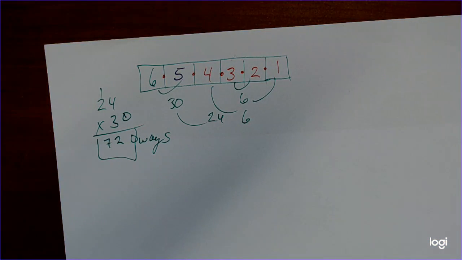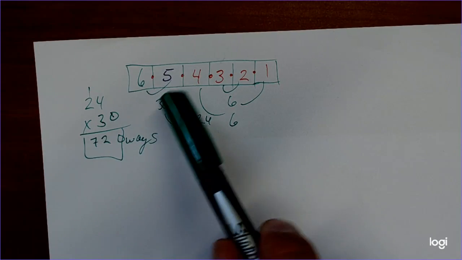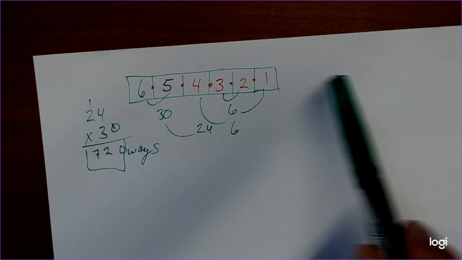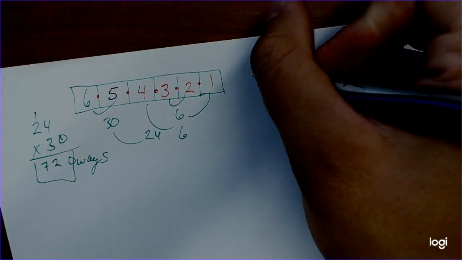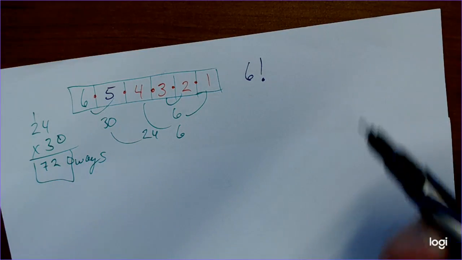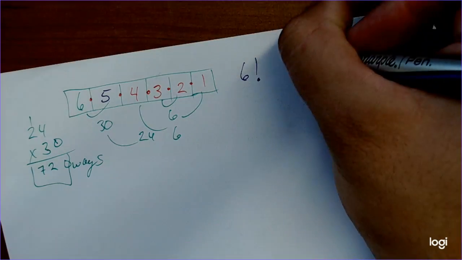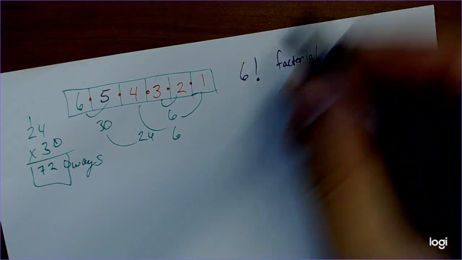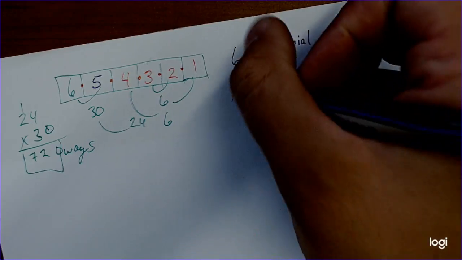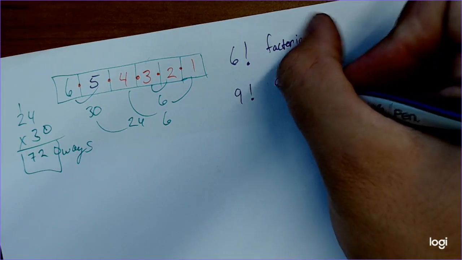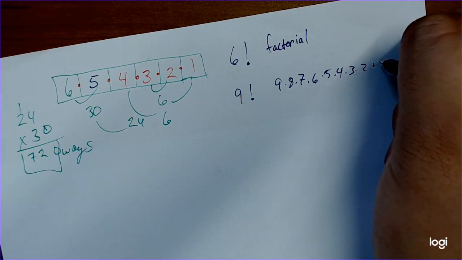Now that was an interesting problem because I had just as many slots as I had items. And whenever we have a problem like that, where we have a number multiplied by every single whole number all the way down to 1, we can read this as 6 factorial, or 6 with an exclamation point. So 6 times 5 times 4 times 3 times 2 times 1, that's called 6 factorial. Okay, so that's a mathematical notation that means taking 6 times every number below it. So for example, 9 factorial would equal 9 times 8 times 7 times 6 times 5 times 4 times 3 times 2 times 1, right?